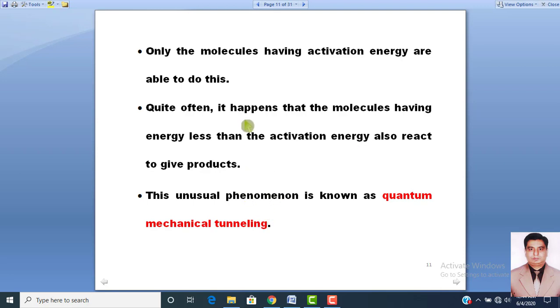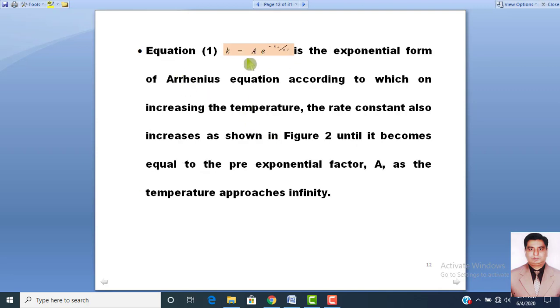But in the general sense, mostly only those reactants get converted into products which have high activation energy. If you see equation number 1, it is in exponential form. To understand this Arrhenius equation, according to which the rate constant increases on increasing temperature, this phenomenon can be shown in figure number 2.